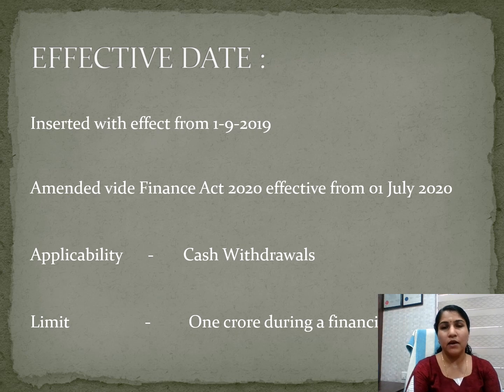Now let's see on what Section 194N will apply. Section 194N specifically applies only on cash withdrawals. Its applicability is limited to withdrawal of amounts in cash. And what is the limit of Section 194N? Section 194N applies to cash withdrawals above rupees 1 crore, that is in a period of one financial year.